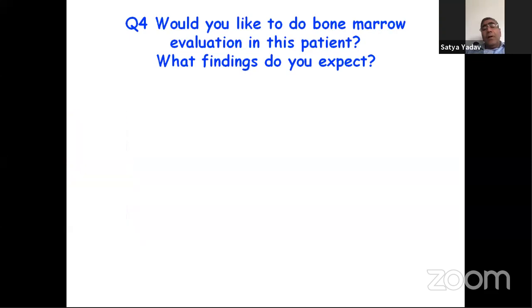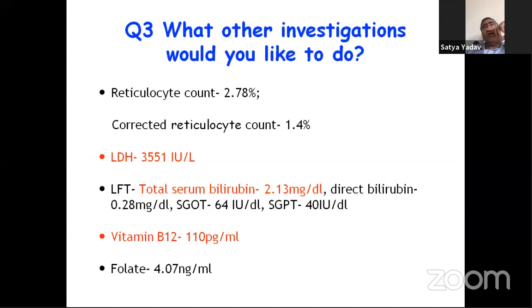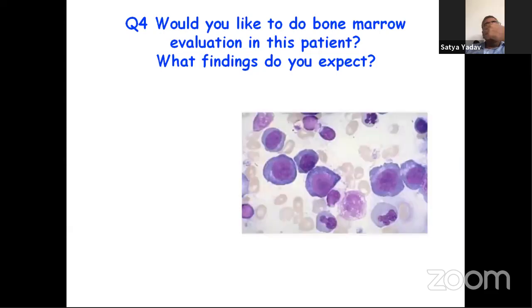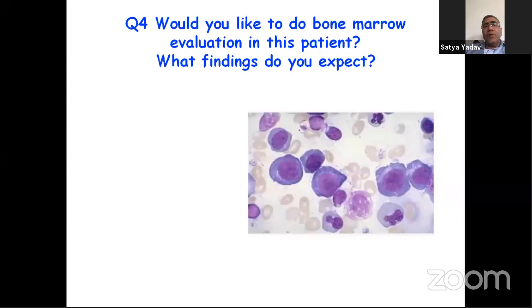So a marrow would show us a lot of megaloblasts, and whenever we are doing a marrow in a pancytopenia, we should look for leukemia also, that there is no lymphoblast or myeloblast present. And we should also look for any evidence of hemophagocytosis, which may be a cause of pancytopenia. So we would look for all the other things also in the marrow.